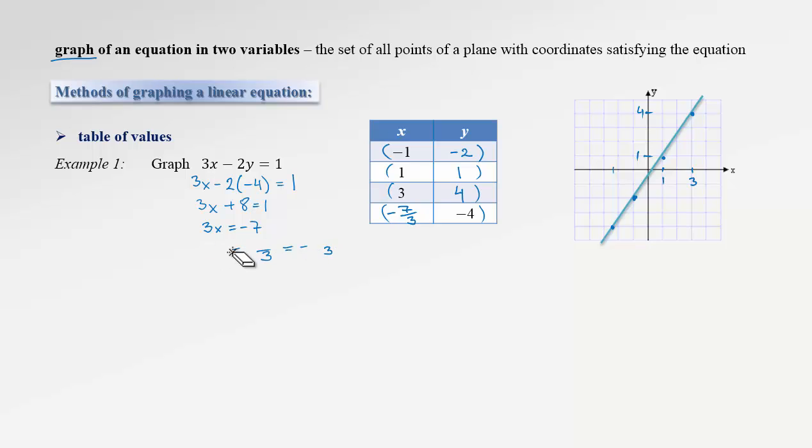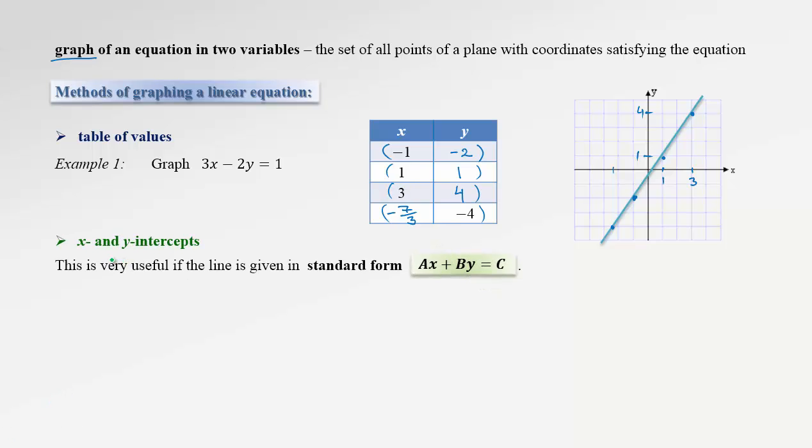Okay, let's erase these extra calculations. So as you see, that was quite a bit of work to fill up this table of values. And we do know a little bit easier methods of graphing a line. For example, the next method is x and y intercept method, which is a little bit shorter than this table of values, but it still uses a little table.